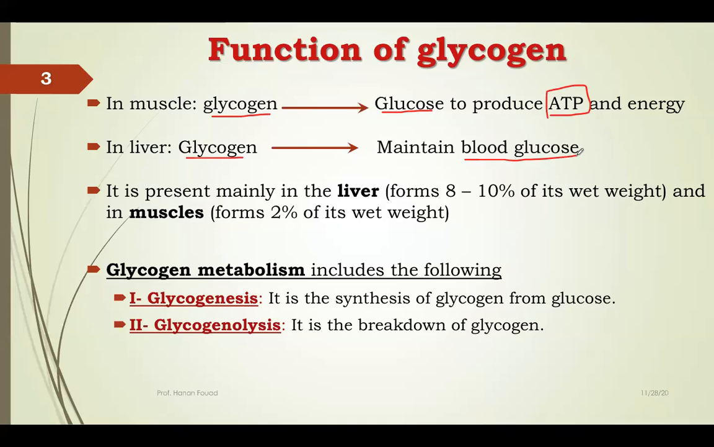So the function of the liver is to break the glycogen into glucose to supply blood glucose during fasting for a longer period of time. Glycogen constitutes from 8 to 10% of the weight of the liver and about 2% of the weight of the muscles. Glycogen metabolism is divided into glycogenesis and glycogenolysis. Glycogenesis means synthesis of glycogen from glucose. Glycogenolysis is breakdown of the glycogen into glucose.